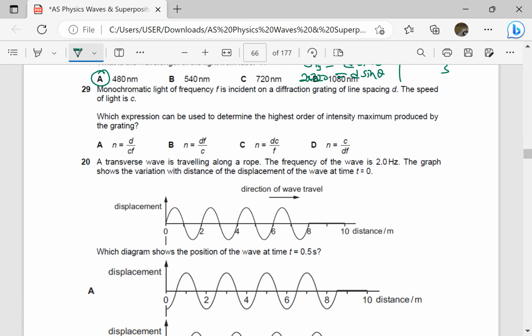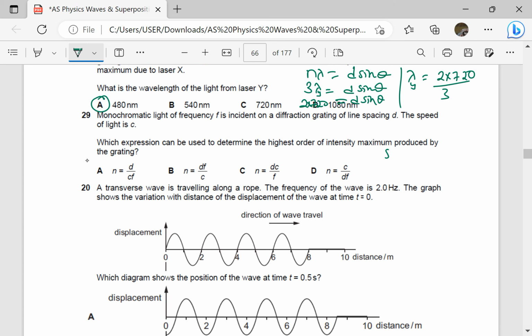Monochromatic light of frequency f is incident on a diffraction grating of line spacing d. The speed of light is c. Which expression can be used to determine the highest order of intensity maxima produced? For the highest order, sine theta is going to be 1. So n lambda is equal to d sine theta. That means n is going to be d over lambda.